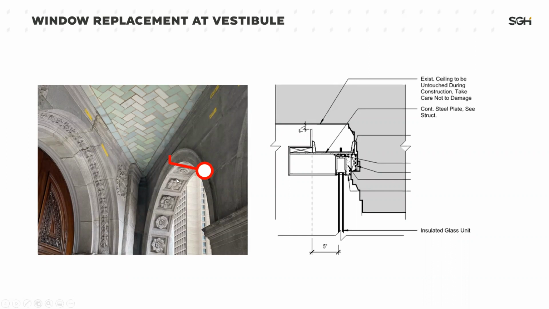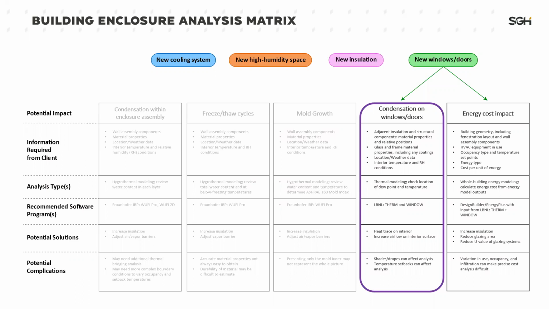So you can see here a section cut through the head of the proposed curtain wall system. The existing assembly is all grayed out, and we have this note, which is pretty common on historic renovation projects, to take care not to damage the existing construction. We also have our continuous steel plate here supporting the curtain wall, but it's not anchored back to the existing limestone or any of the existing materials. And we try not to bear loads on existing structures. When we look at our matrix, we see that installing new windows and doors can cause condensation.